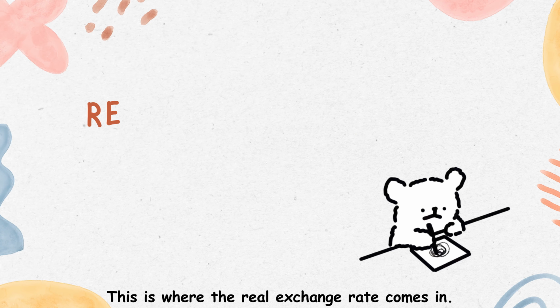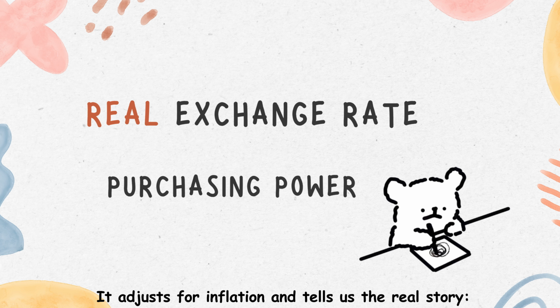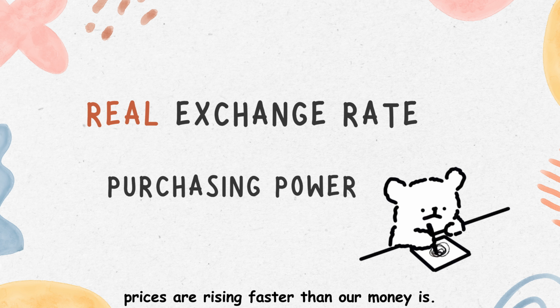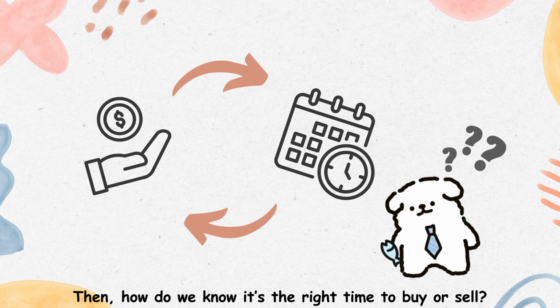This is where the real exchange rate comes in. It adjusts for inflation and tells us the real story. Prices are rising faster than our money is. While it looks like we've got more to spend, our money doesn't stretch as far because things are getting more expensive. Then, how do we know it's the right time to buy or sell?